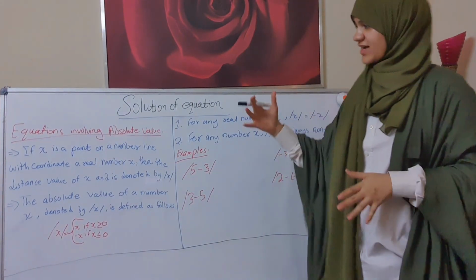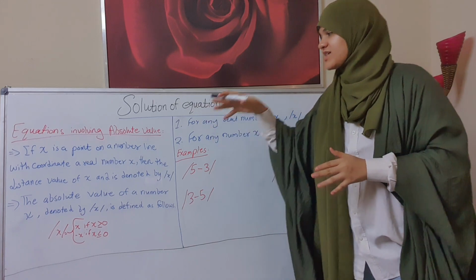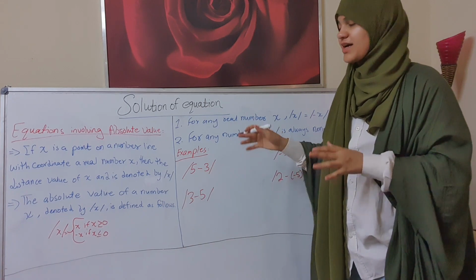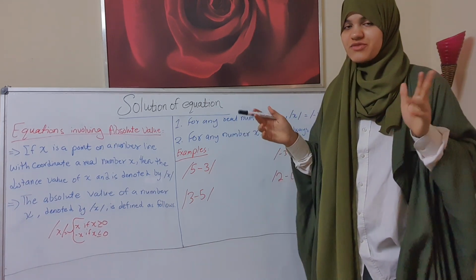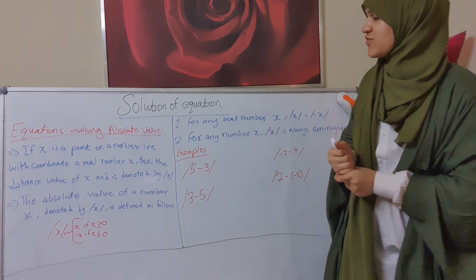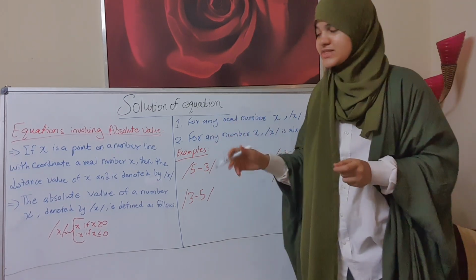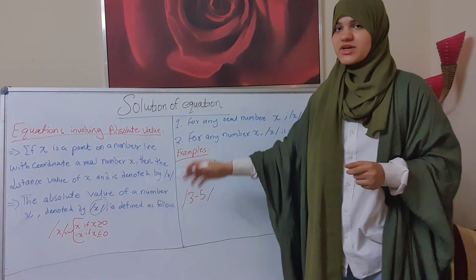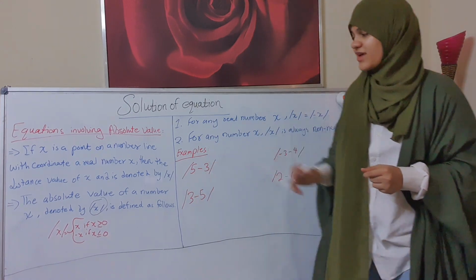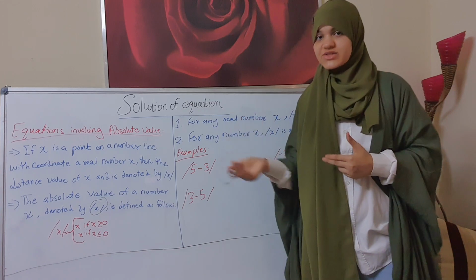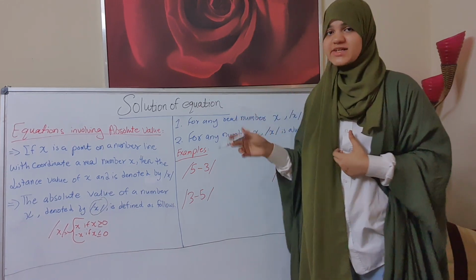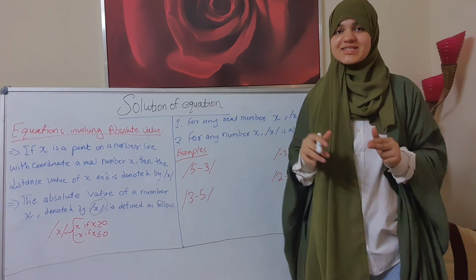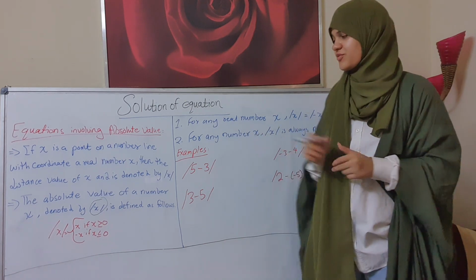First of all, if x is the point of a number line with coordinate a real number x, then the distance value of x is denoted by the absolute value of x. The absolute value of a number x is denoted by this symbol. And also here we can say that the absolute value of x will give us positive x or negative x. If it is positive x, that means if x is greater than or equal to 0. And if it is negative x, that means x less than or equal to 0.